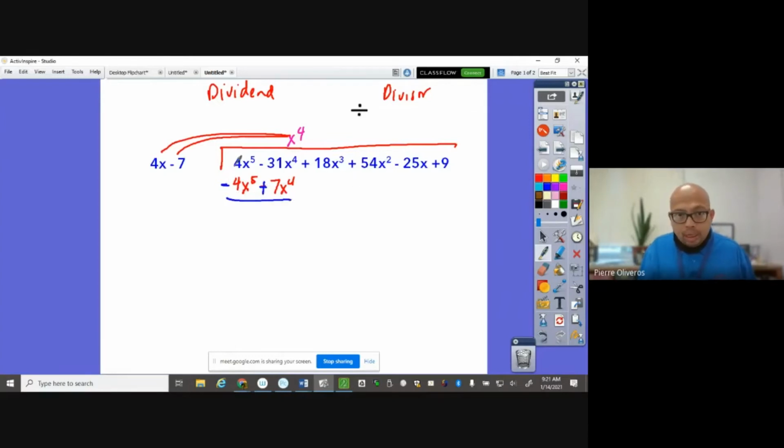And then we're going to combine them and this cancels out. Yes, that always cancels out. Negative 31 plus 7 is negative 24x to the 4th. I'm going to erase this one here. Then we will drop this positive 81x cubed. And from there, we're going to repeat the process.